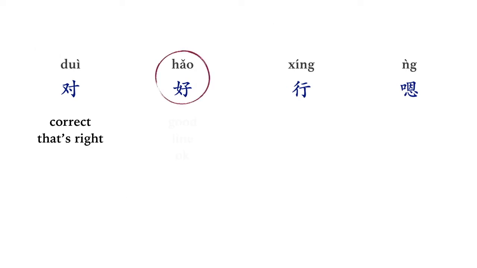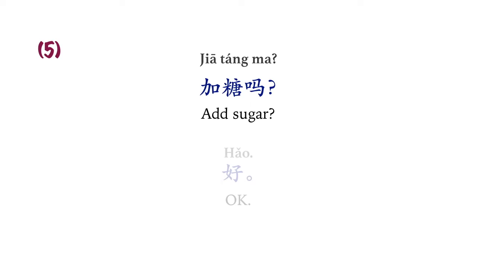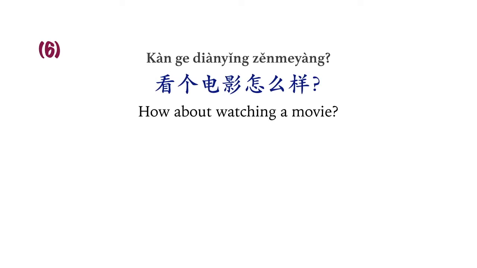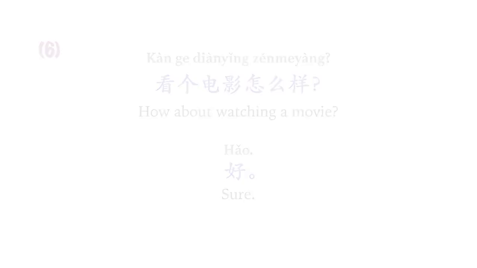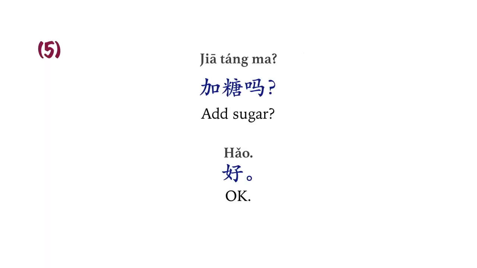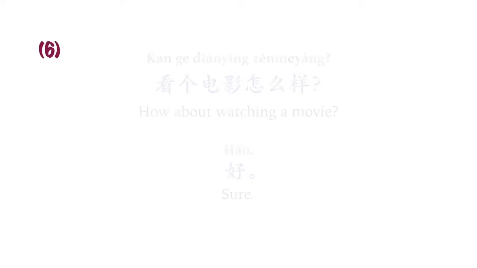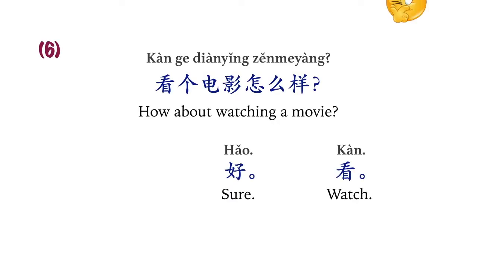好 This means good. Okay. Fine. We use it often to agree to a suggestion, so you can use it when you want to say, let's do so, let's go ahead with this. 加糖吗？好。看个电影怎么样？好。For number 5, it's okay to copy the question and say 加. But in number 6, it sounds weird to say 看.